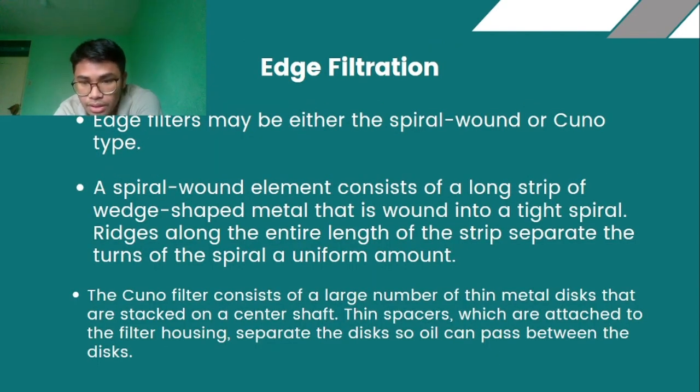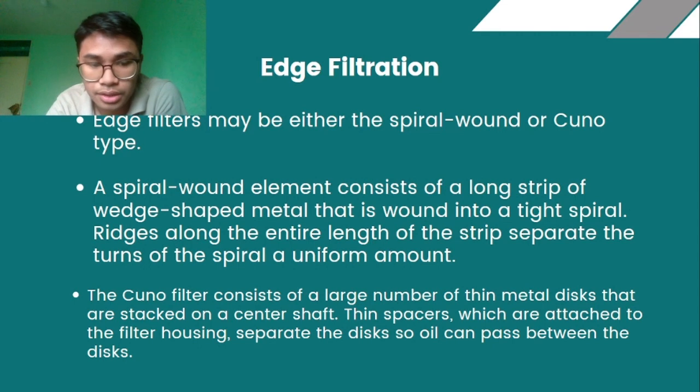So, sa edge filtration naman is maybe spiral or Kuno type. So, may dalawa siyang type, spiral or Kuno type. A spiral wound element consists of a long strip of a wedge-shaped metal that is wound into a type spiral. Ranges along the entire length of the strip separate the turns of the spiral a uniform amount. And the Kuno filter consists of a large number of thin metal discs that are stacked on the center shaft. Thin spacers which are attached to the filter housing separate the discs so the oil can pass between the discs.